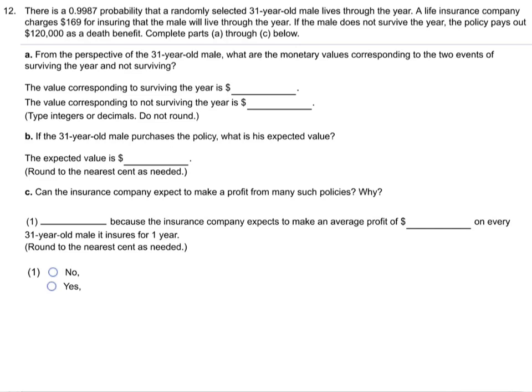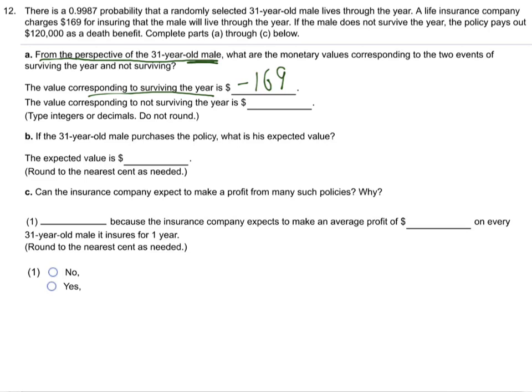So the value corresponding to surviving the year is, from the perspective of the 31-year-old male, if he survives the year, what did buying that life insurance policy do to his bank account? If he lives through the year, then he doesn't get any money. Right? So the effect to his bank account is minus $169. He just pays for the insurance, the $169 charge, right? And his bank account goes down $169, doesn't it?